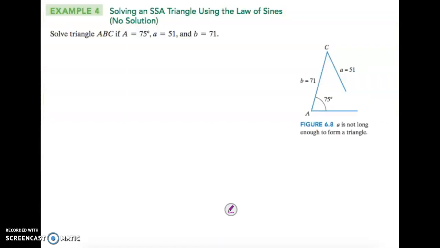Example 4 from your textbook, solving a side-side-angle triangle using the law of sines when no solution exists. So to make it easier on you guys, I took the textbook image of this triangle on figure 6.8 just to make it easier to visualize. So here's the triangle. It says triangle ABC is given angle A is 75 degrees, side a is 51, and side b is 71. So what we have to do is draw that triangle first. And then we would want to find that height.